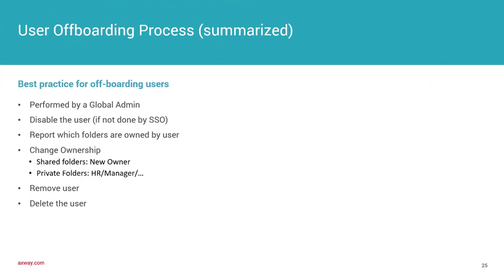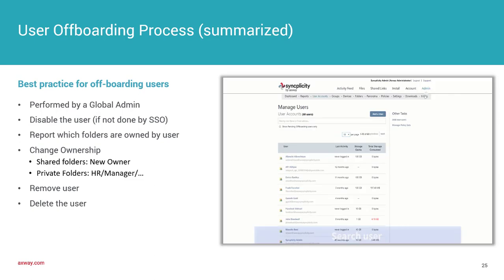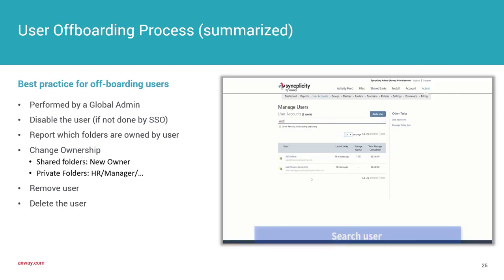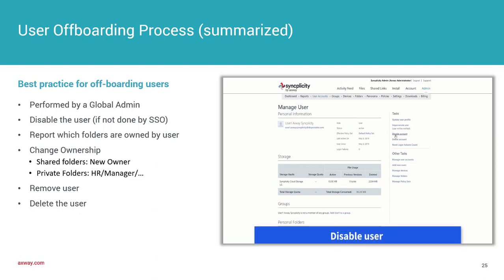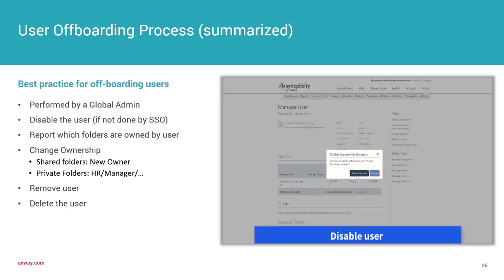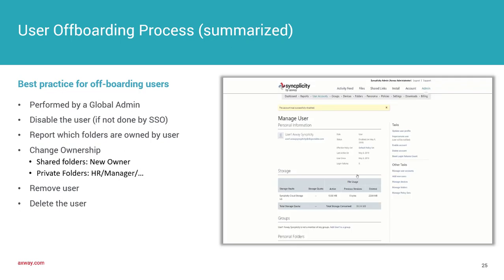Now, what is our best practice for user offboarding? The objective of this video is more concentrated on adding users, so we're going to summarize a little bit how the user offboarding works. But our best practice is that this is performed by a global admin. It all starts by searching for the user you'd like to offboard, and at that moment you can disable the account, which means that the user will lose access to Syncplicity from all his devices.